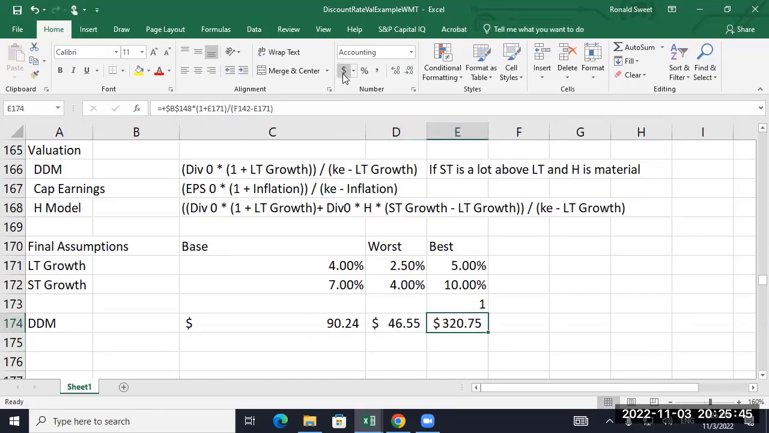So why did I get 320.75? Because 5.73 and 5 are really close to each other. I think Walmart's worth $300. We'll talk about it when you do the data table.